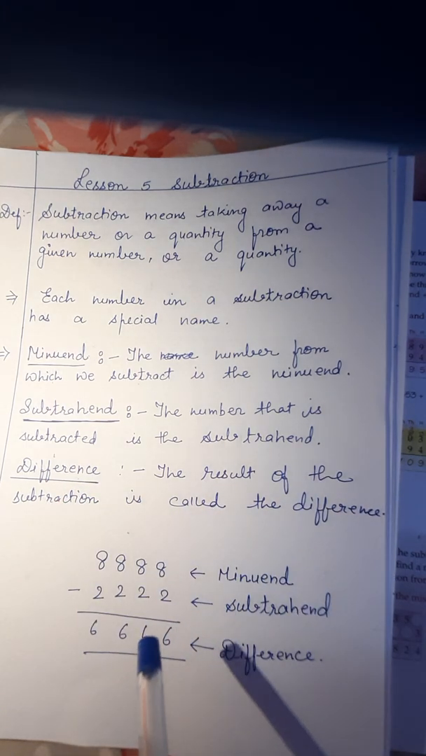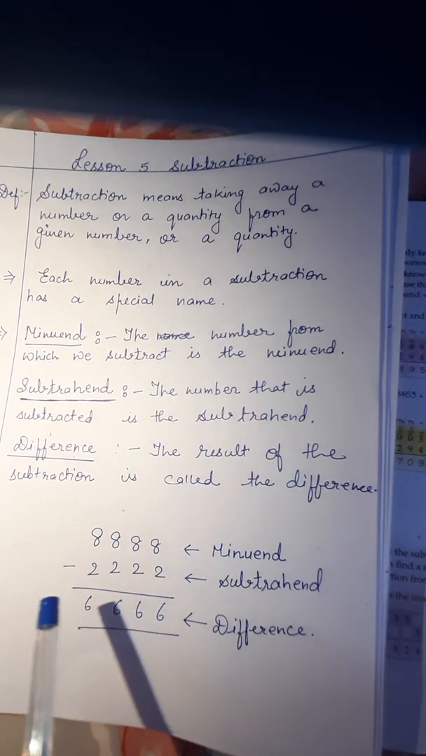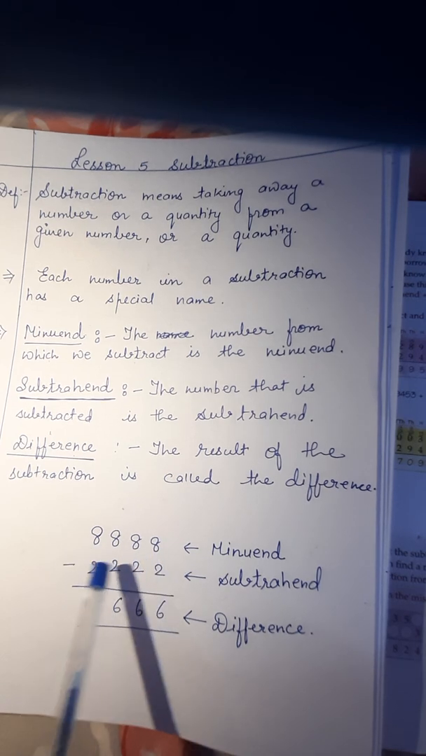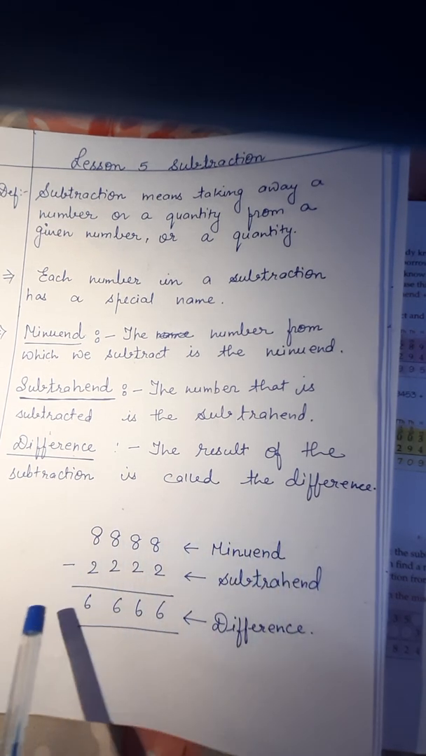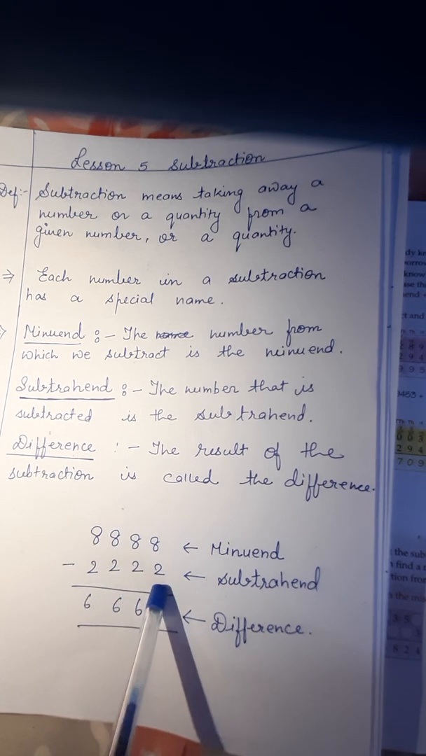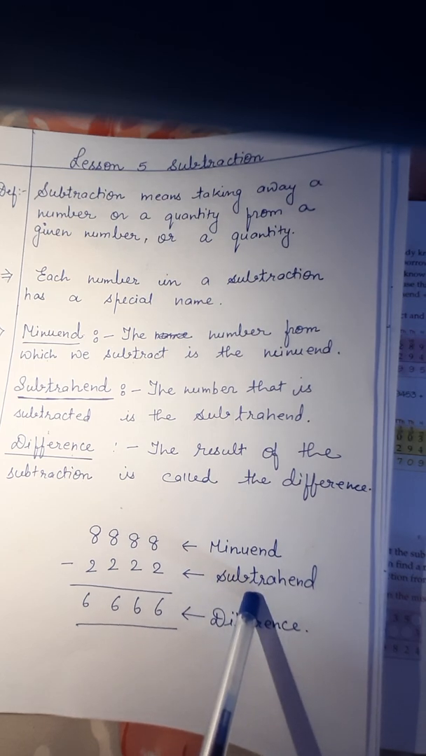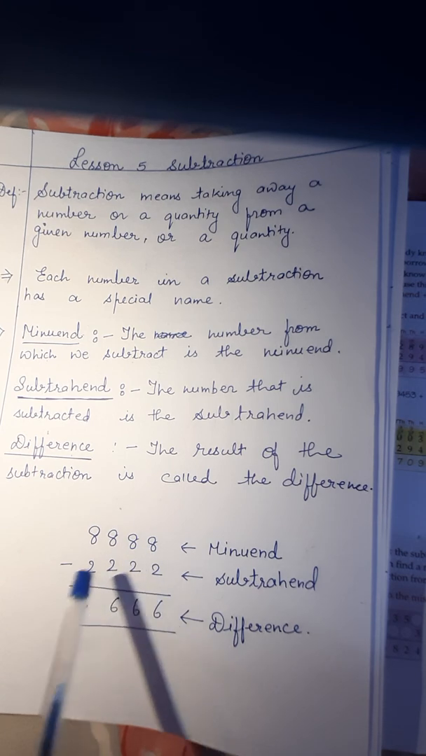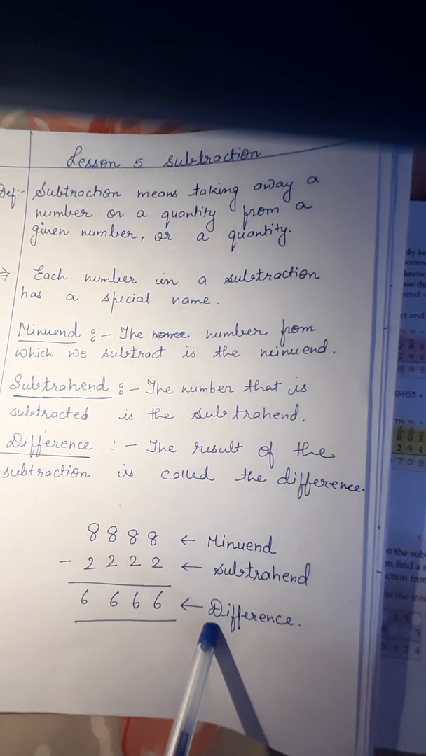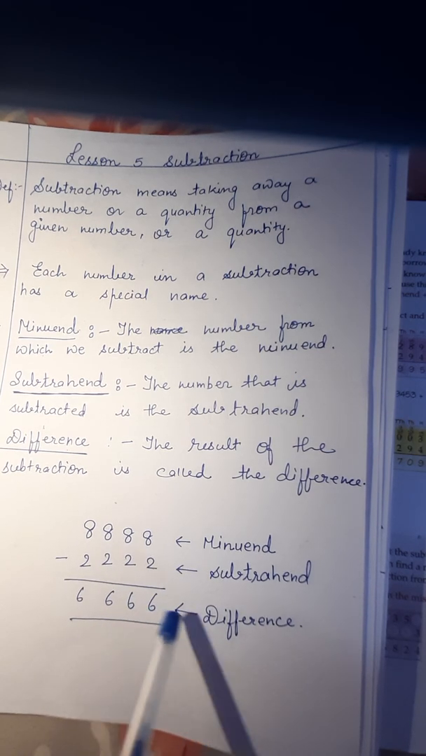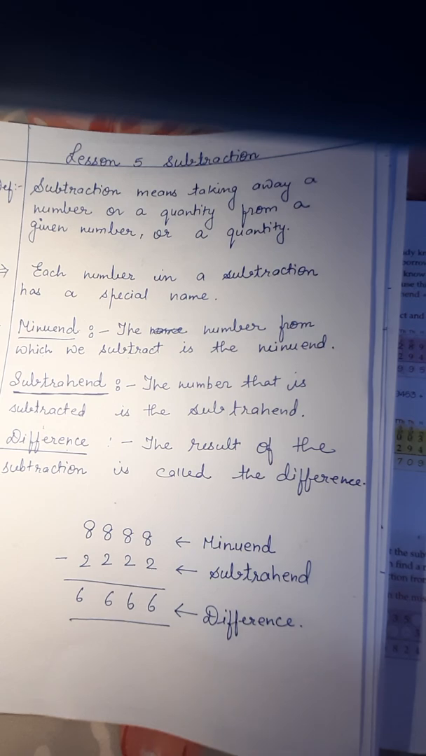As you can see, we have taken one example. Here we have the number 8888, which is your minuend, and 2222 is your subtrahend. And the answer which we got after subtracting minuend and subtrahend is called the difference. So what is the difference here? 6666. Okay, so let us start with simple subtraction.